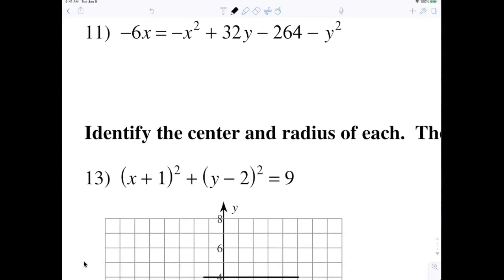I have negative x squared, right? I don't want negative x squared, so I'm going to throw that to the left side. It's already on the right side, so I'm going to throw it to the left. Now you've got to pay attention, make sure you're hearing me. x squared minus 6x is in the right spot. I leave a space, plus y squared, then negative 32y, leave a space, equals negative 264, because I didn't move the negative 264.